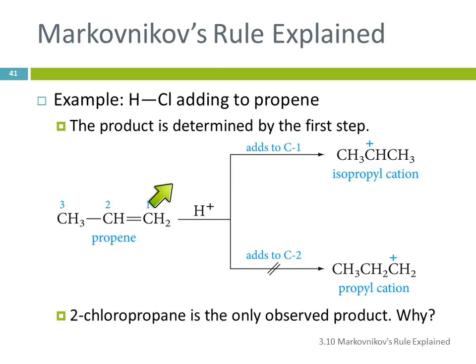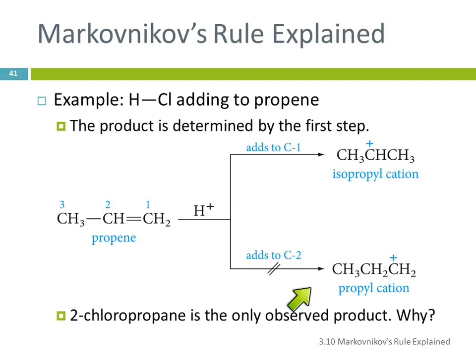It could add to carbon number 2 and form this. If it adds to carbon number 1, then the positive charge is on the other carbon. We get an isopropyl cation. If the hydrogen adds to carbon number 2, then we get the positive charge on carbon number 1. Because when this attacks the double bond, it's going to be bonded to either carbon 1 or carbon 2.